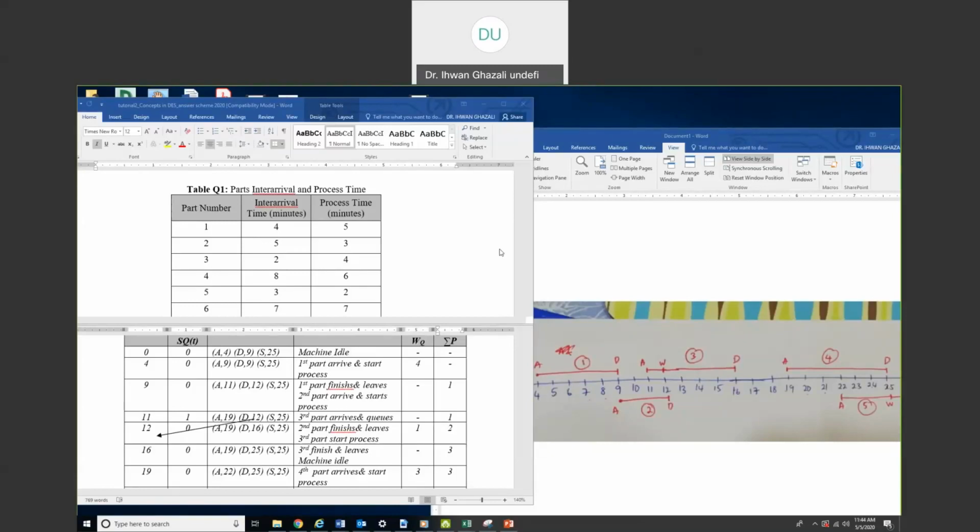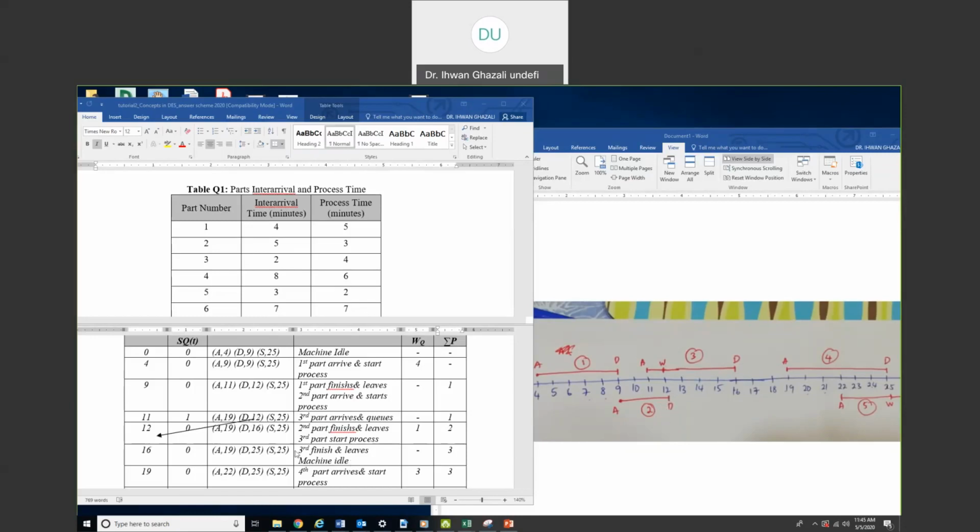Continue to this activity. Okay, this activity D is the smallest number of this, and then the closest process, the previous process. Okay, this is D12, and then this one A19. So the smallest number of the activity timeline that firstly happens is the part. So this one will be put here.